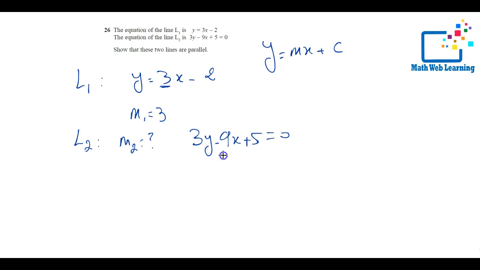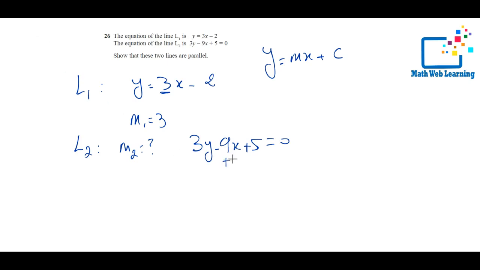So let's do that. First, to change the subject, we need to do plus 9x and minus 5, both sides. So plus 9x minus 5. These two will eliminate from this side and they'll move to this side. So let's recap and write it down here: 3y equals 9x minus 5.